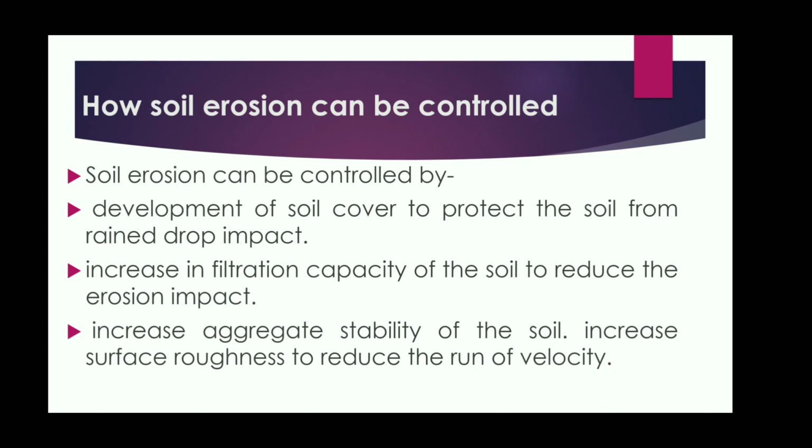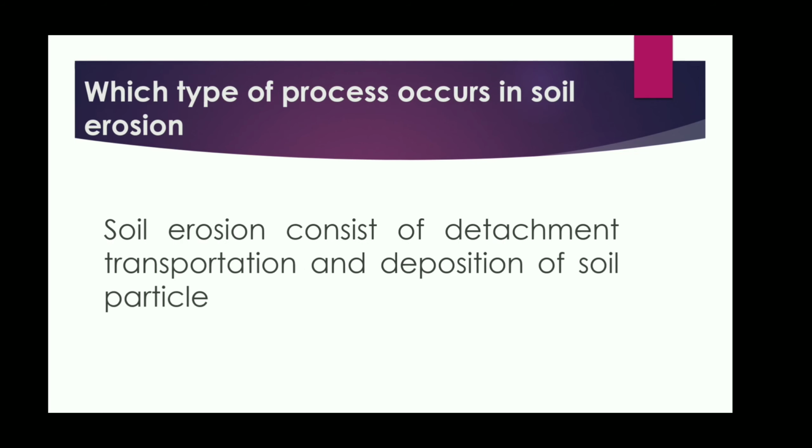How soil erosion can be controlled? Soil erosion can be controlled by development of soil cover to protect the soil from raindrop impact, increase infiltration capacity of the soil to reduce the erosion impact, increase aggregate stability of the soil, increase surface roughness to reduce the runoff velocity.